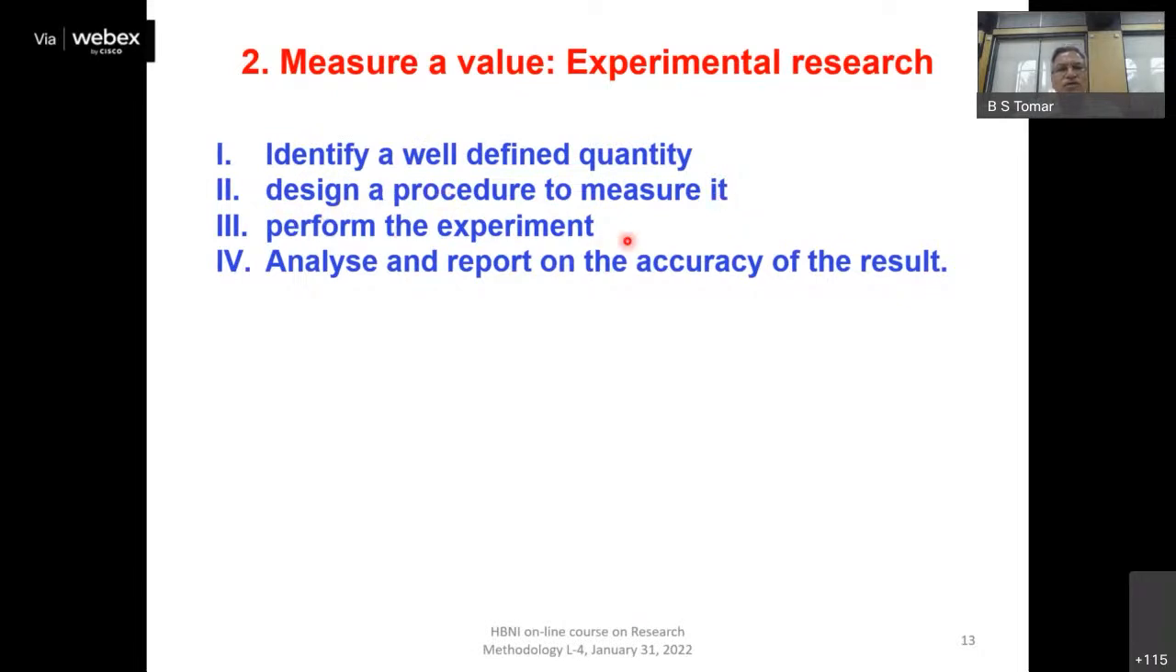So this is the research design. What you will be doing chronologically, you have to write the steps of the research that you will be doing to measure the quantity of interest. Then after the experiment, you analyze and report on the accuracy of the result. These are the steps involved in carrying out experimental research for measurement of a particular quantity.